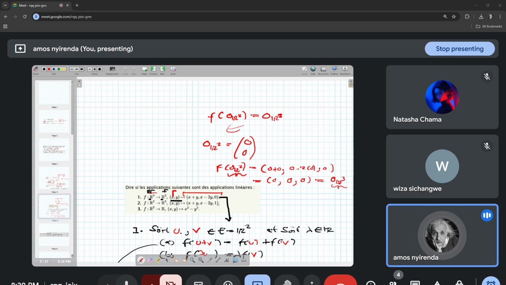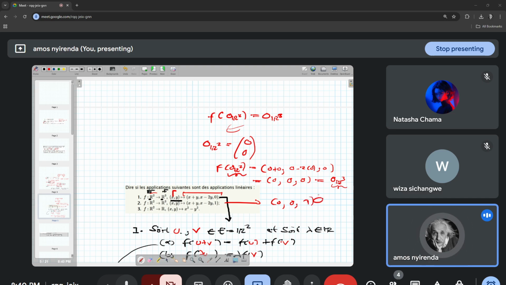So what is the zero element of R2? It is the zero vector that has two components: 0 along the x-axis and 0 along the y-axis. Simply put, this is 0 of R2. Now let's plug in the 0 here: 0 for x, 0 for y. You see that we're going to get the vector 0, 0, 1.